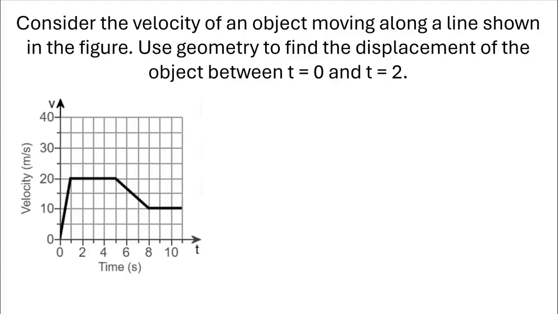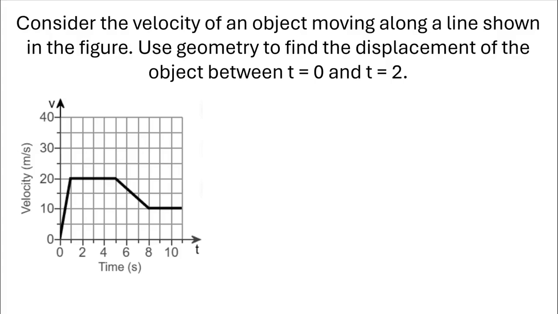In this example, we're asked to consider the velocity of an object moving along a line shown in the figure below. And we need to use geometry to find the displacement of the object between t equals 0 and t equals 2. So we see that the traditional y-axis for the graph below is the velocity axis. So this is our v-axis, and our velocity is in meters per second. The traditional x-axis is our t-axis, which is time, and our time is in seconds.